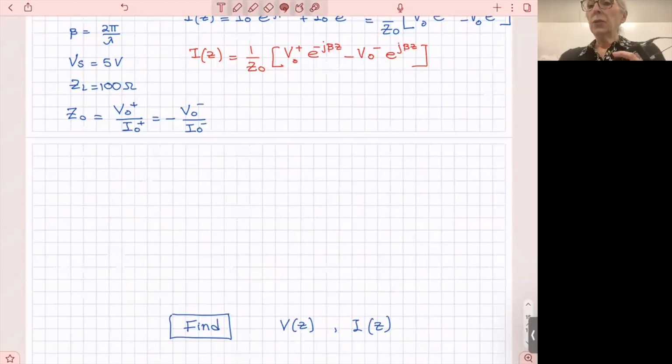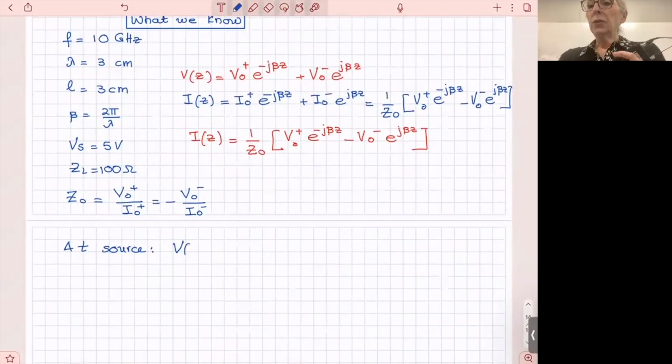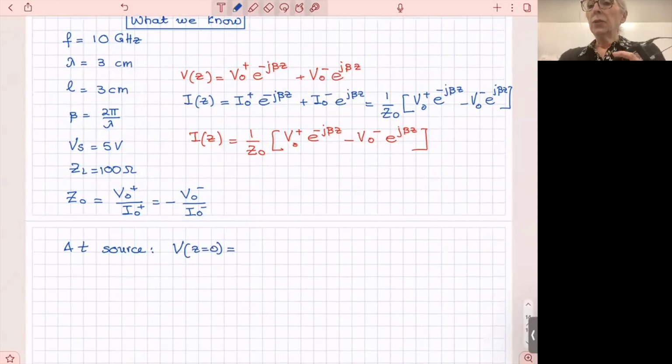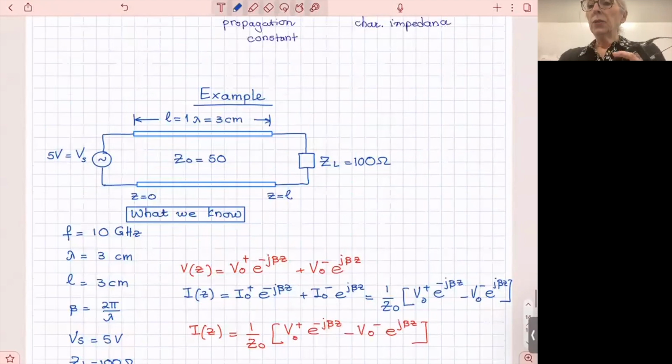So what we have at the source, we know that V total, V of z, when z equals 0, equals, all right, exactly the voltage that is applied at the input port. How much is the voltage that applies at the input port?